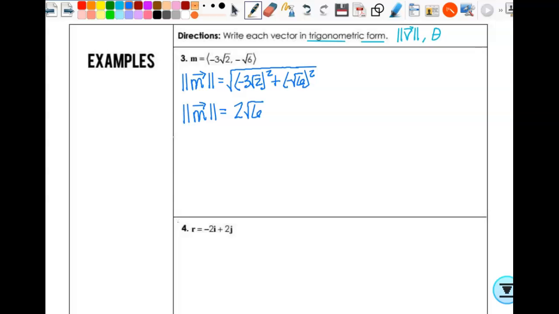It's the square root of 6. Okay, so there's my magnitude. Then I need to find theta. Theta is equal to the tangent inverse of negative square root of 6 over negative 3 square root of 2. So remember, what the calculator is going to give you is alpha. So let's find alpha.